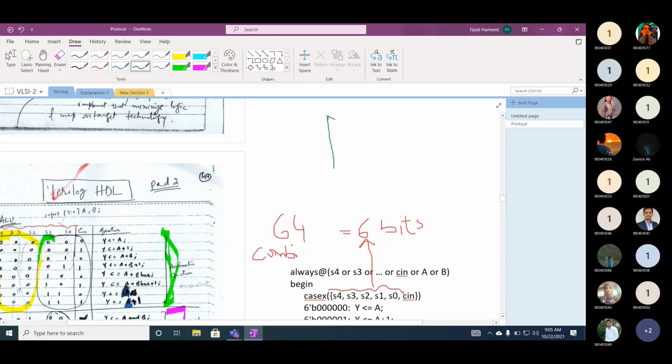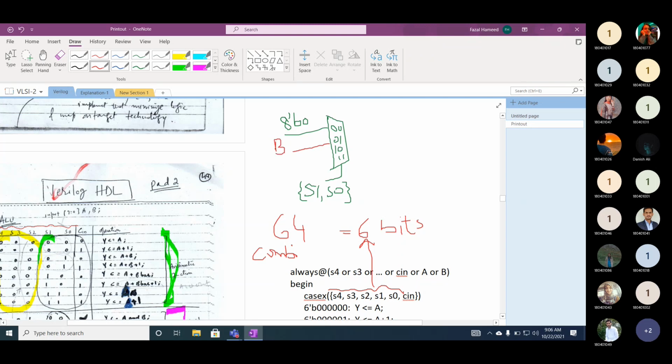When I'm taking a decision based on S1 and S0, how many combinations are there? 4: 0 0, 0 1, 1 0 and 1 1. When S1 S0 is 0 0, there is no B. When there is no B, can I write it like this? Let it be 0. Now for the second case, 0 1, which signal will go on the output?